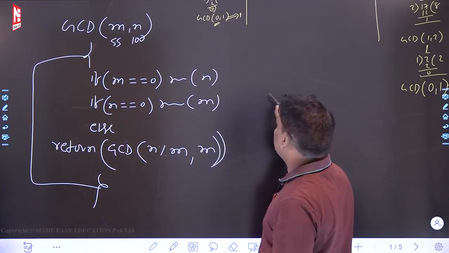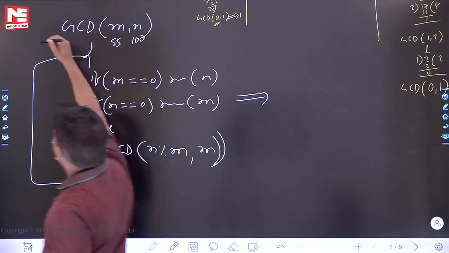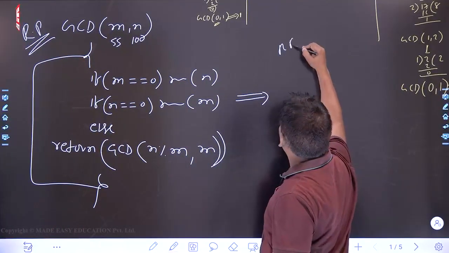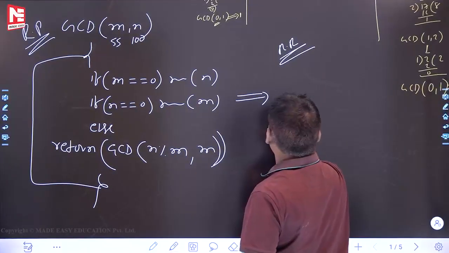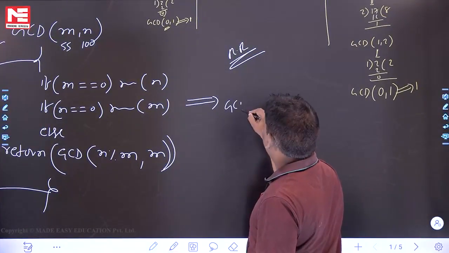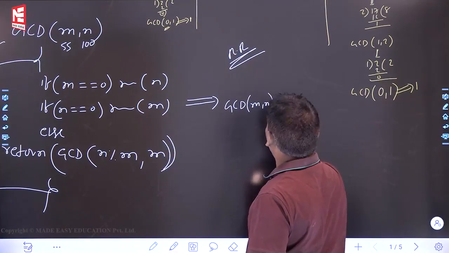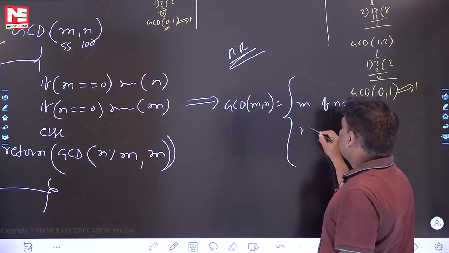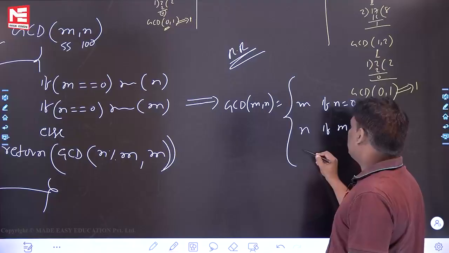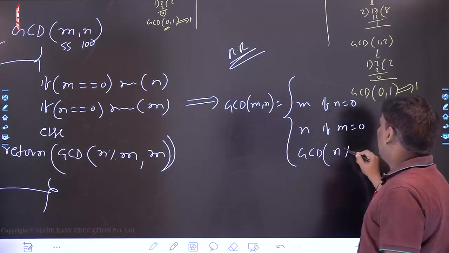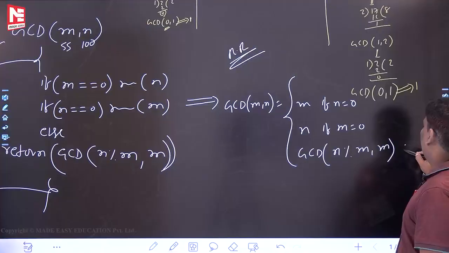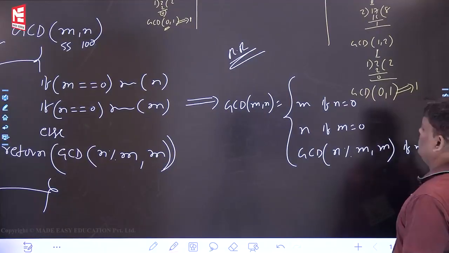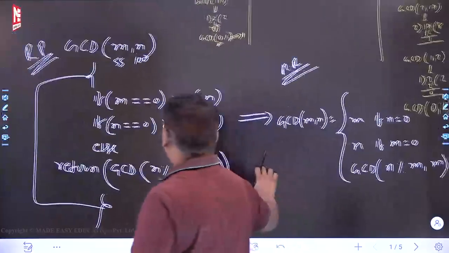Now, if you want, you can write the recurrence relation also. It is a recursive program, so this is the recurrence relation. See this one: GCD of m comma n is equal to, you only say, what is the answer? The answer is m if n is 0. The answer is n if m is 0. Otherwise, GCD of n modulo m comma m if m comma n is greater than 0. Right, like this. Same thing I wrote. Fine. I am thinking that you are really comfortable.